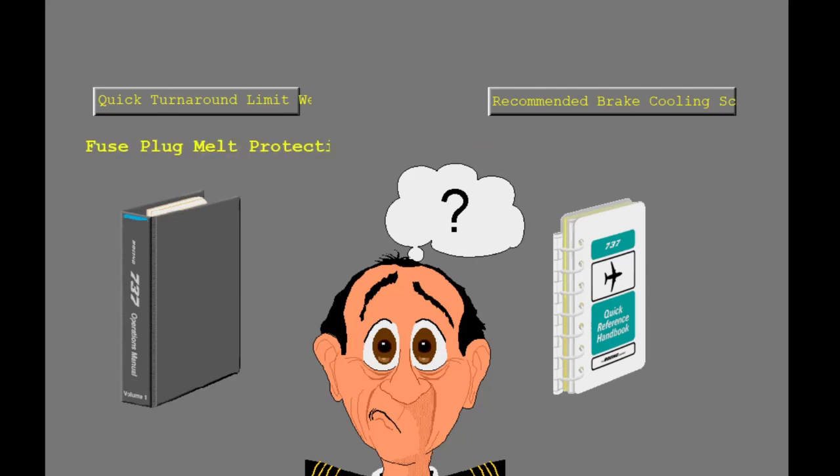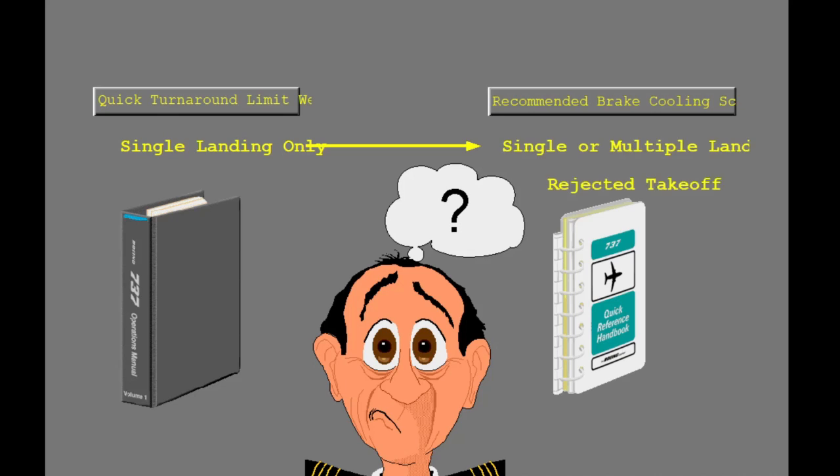The quick turnaround limit weight restriction only guarantees that fuse plugs will not melt during the next takeoff. The recommended brake cooling schedule provides additional brake energy protection if it becomes necessary to reject the takeoff. Finally, the recommended brake cooling schedule provides the only means of evaluating brake cooling requirements following repeated landings at short time intervals, or a rejected takeoff.